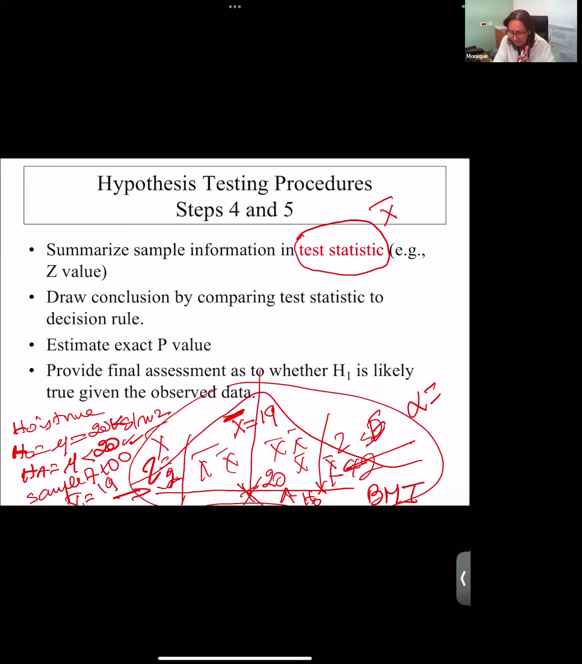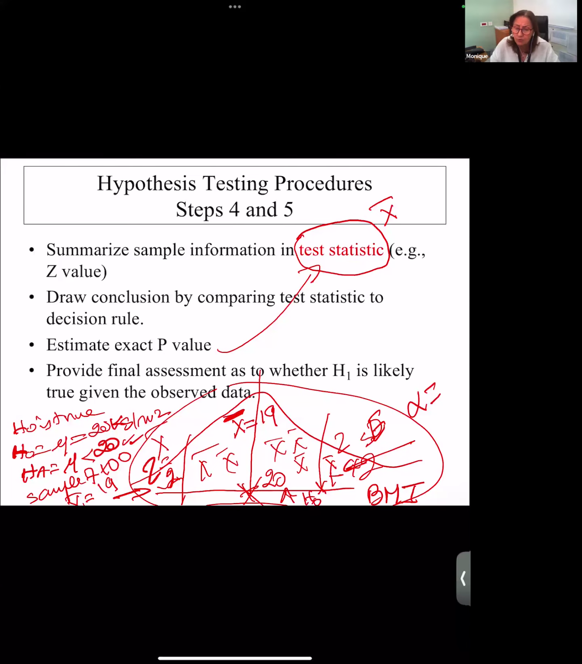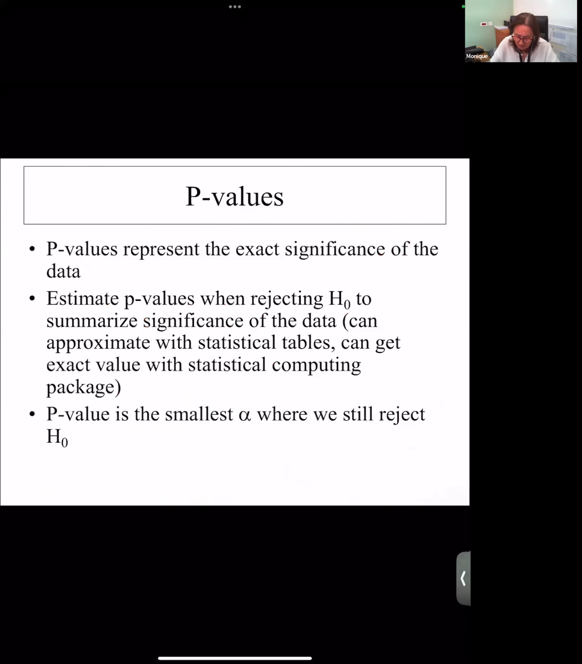And then I compare my test statistic to a number, to the decision rule, and then I estimate a probability value which corresponds to my test statistic. Again, keep in mind, a probability that corresponds to the test statistic. And then the conclusion would be that H0 is true or H0 is not true. And if H0 is not true, this means that there is a difference. It means that my mu is greater than 20 or less than 20, depends on my research hypothesis.